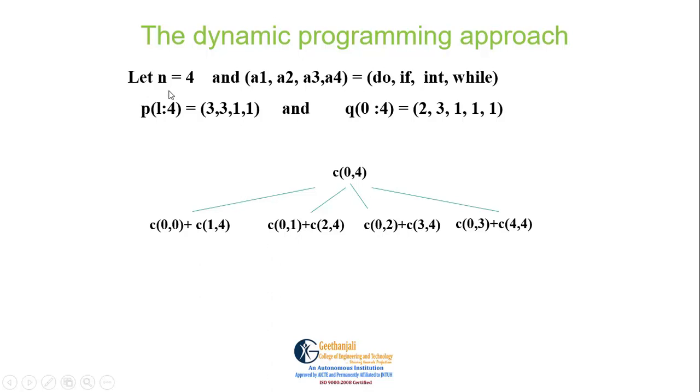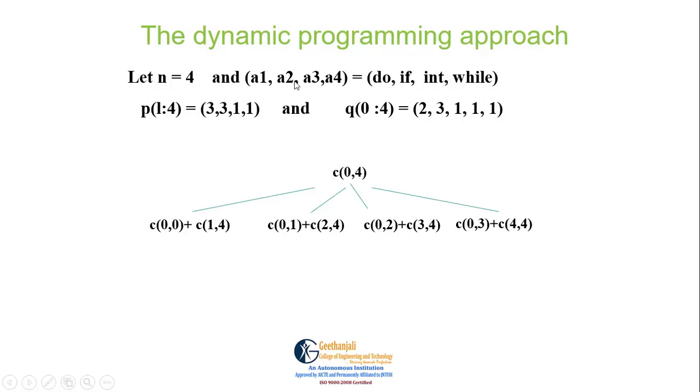Let us take n equals 4, that is the number of elements in the binary search tree. So a1, a2, a3, a4 are the key elements, and the values are given as do, if, in, while, which are in sorted order according to the dictionary. For our convenience, we will take 10, 20, 30, and 40.